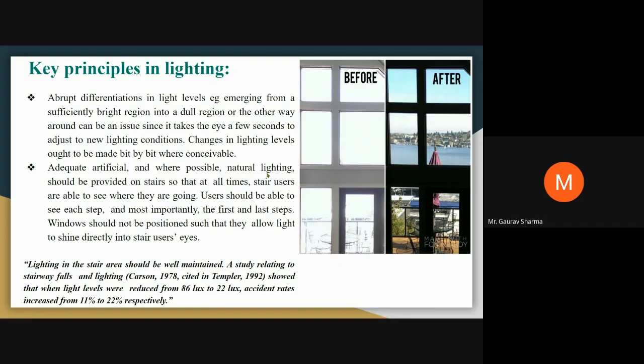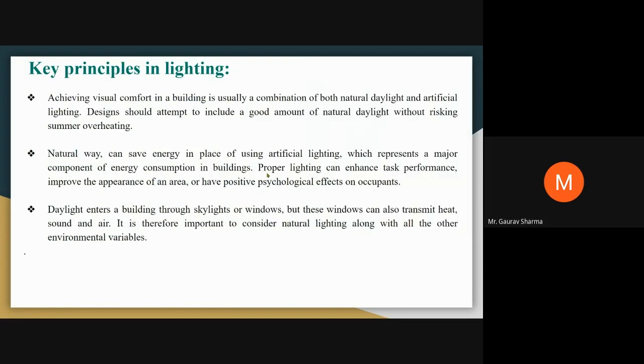So if you are reducing the lighting, the cases of accidents are increasing, and that is very obvious for all of us, as we can understand it with human nature also. If there is less lighting, or let's say a dark room, then there are more chances of accident. We can understand it, right? So in this way, you have to think about it whenever you are planning a building.